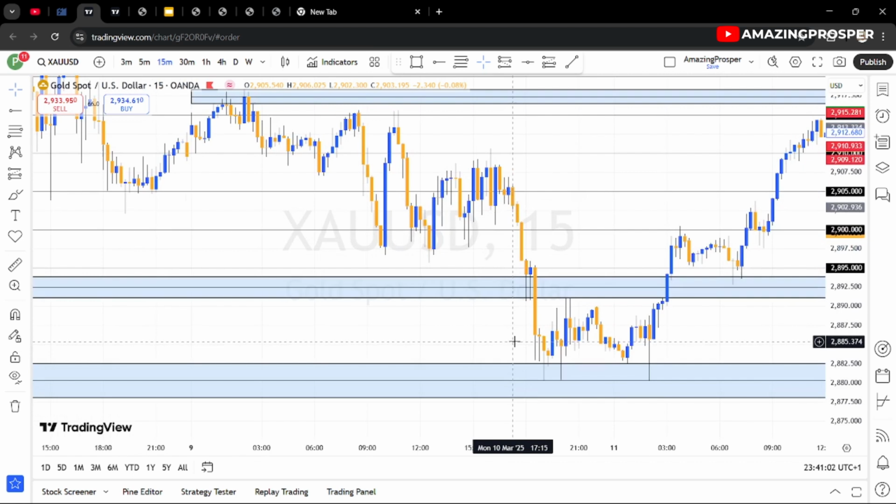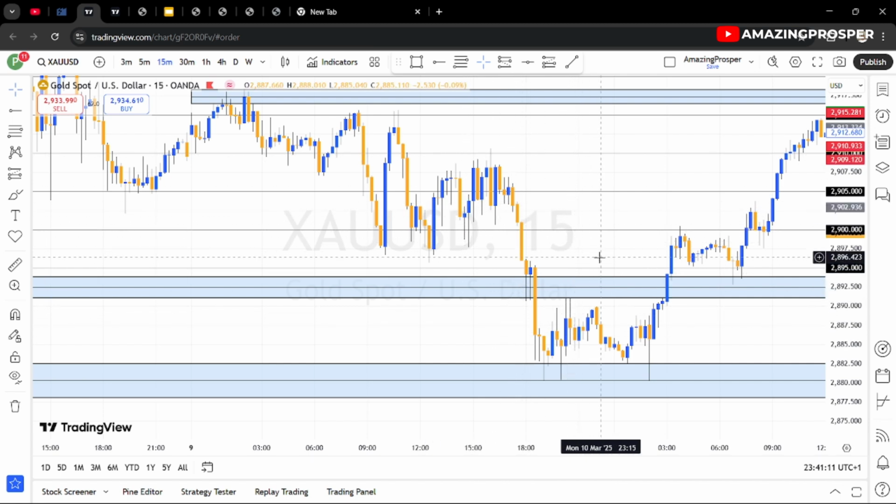In this case now, if you're trying to get in here, somewhere here, you are buying and the market will reverse. You should get in when the market creates a lower high.